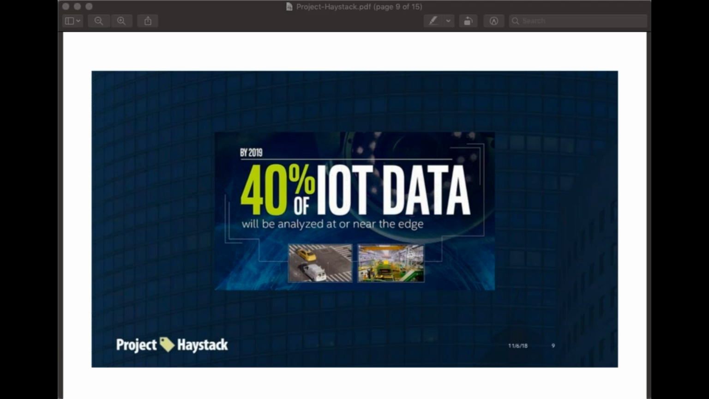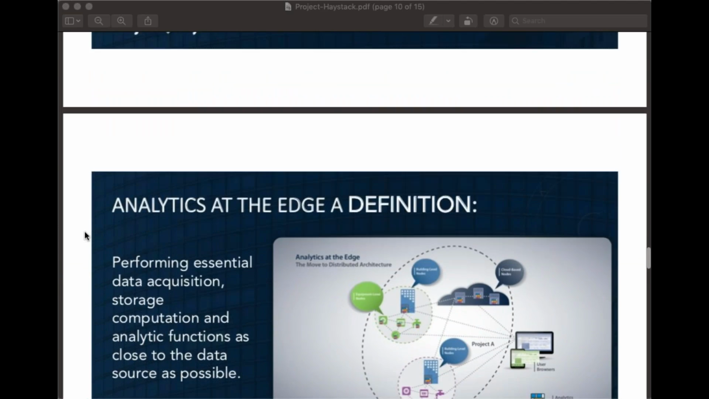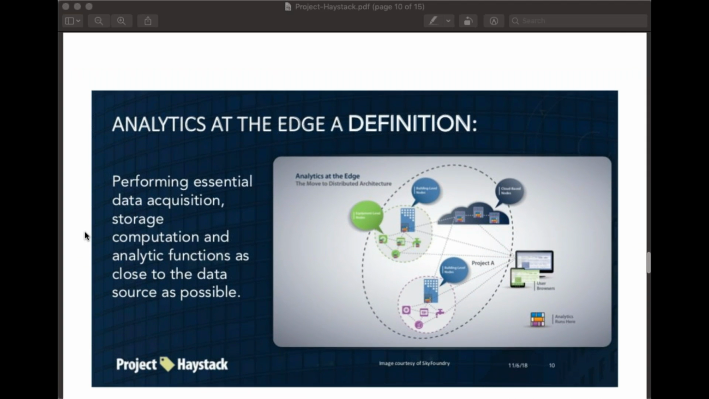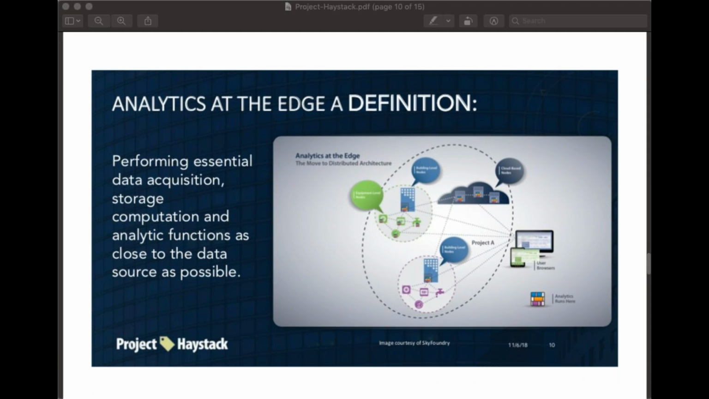Okay. Now, why would we want to do that, right? Well, there's a number of benefits of doing that, but let's go on to the next slide and talk a little bit more about what we mean by the edge, because one of the problems is we've had big data as a buzzword, analytics as a buzzword, and now we get to introduce a new one, right? Analytics at the edge. The edge. What's the edge? So what is it?